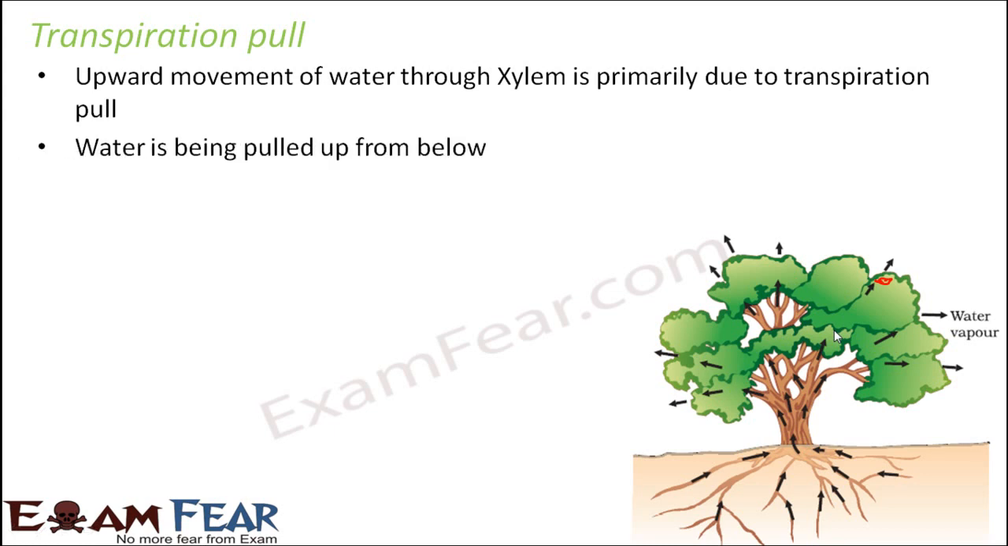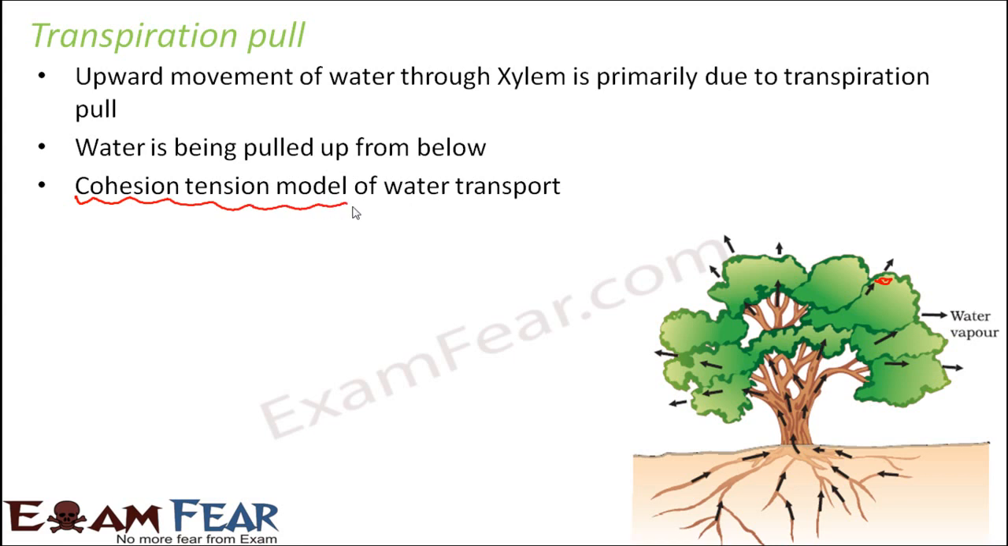So water is being pulled up from below. When we say below, we mean the roots, and up means the leaves, flowers, fruits, branches. They are all present above the roots. So that upward pull should be present. This is also known as the cohesion tension model of water transport. Now why is it known that way? Because of the cohesive properties of water. We'll get to know that very soon. When we talk about how water moves up in the xylem, you'll get to know why it is called the cohesion tension model. It is also known as the transpiration pull model of water transport, because here transpiration pull is the most important factor which makes water move in the upward direction.